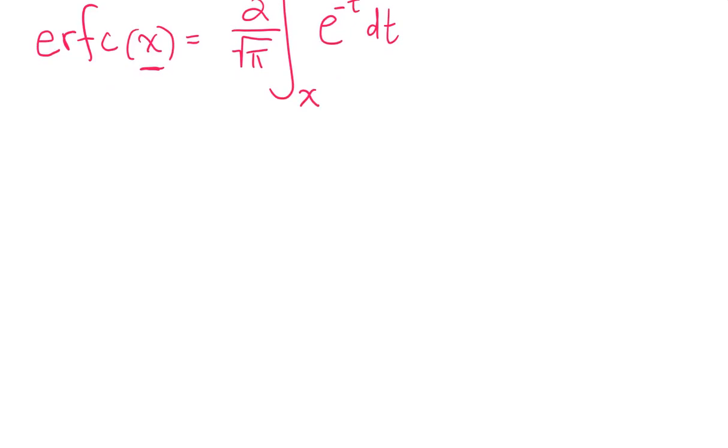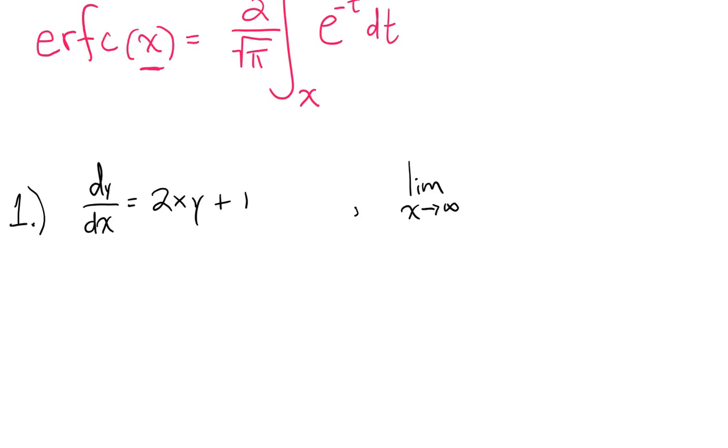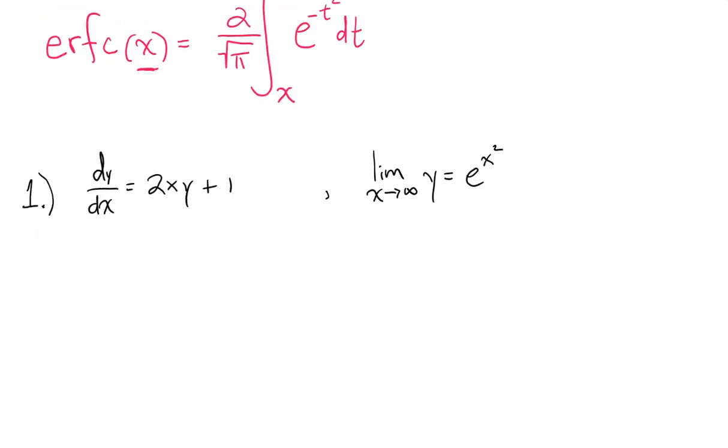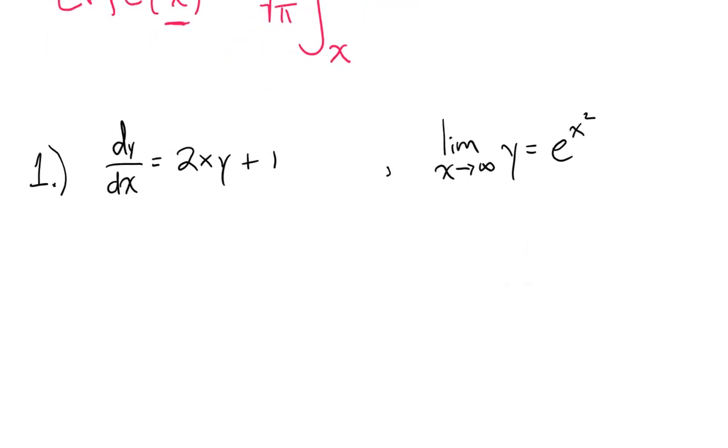Let's look at the exact same example from last time, except we will choose a different initial condition. So we have dy/dx is equal to 2xy plus 1. And I said initial condition, actually, it's going to be a boundary condition here, our end boundary. We will have the limit as x goes to infinity of y is equal to e to the x squared. A little bit different condition that we must satisfy, but it will make sense in the end.